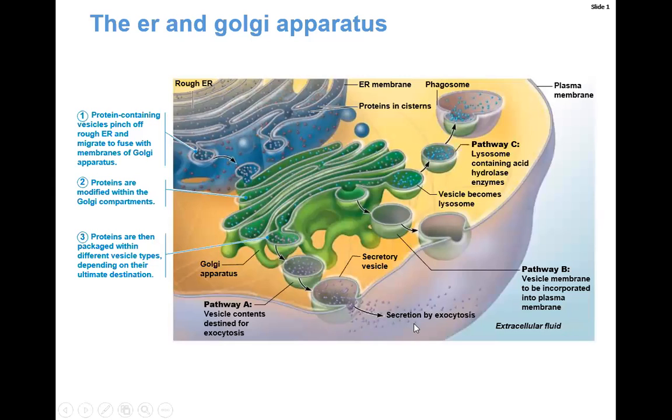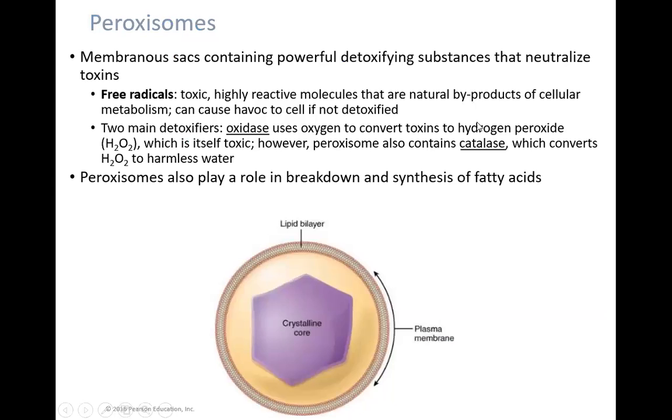We can release everything through exocytosis. We can incorporate into the cell membrane. Again, maybe it's going to be a channel protein. Maybe it's going to be a carrier protein. Who knows what it is? Or we can produce lysosomes, these digestive enzymes that form into these larger lysosome structures here. So we can go out and hunt down and kill things and eat them. So those are what lysosomes do. We'll talk a little more about lysosomes here in a second.